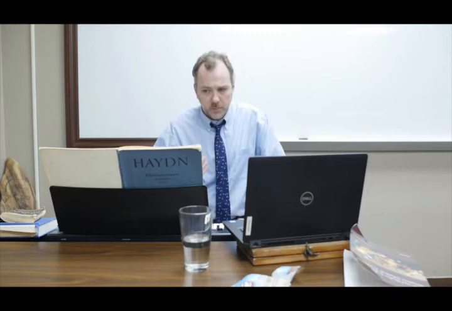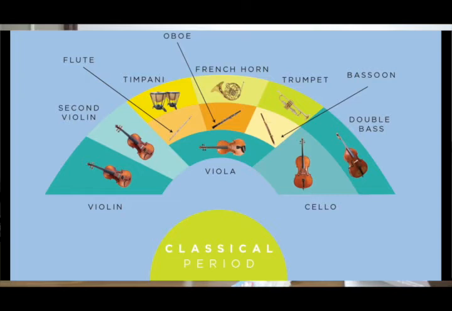So what is a symphony, how's it put together? So you can see here, this is the seating arrangement of a classical symphony. So going from left to right, we've got the violin one closest to the audience, then violin two. Then right in front of the conductor would be the violas. And then on the right side of the conductor, you'd have the cellos, followed by the double basses. So those would be your strings.